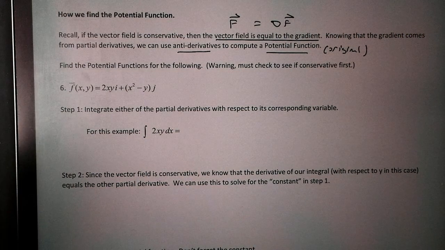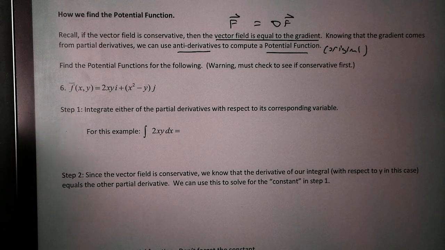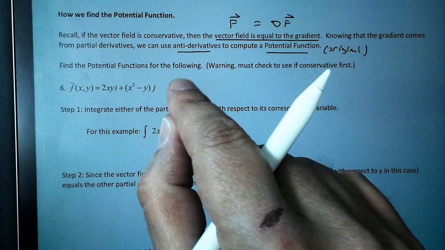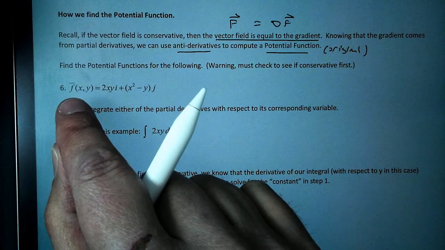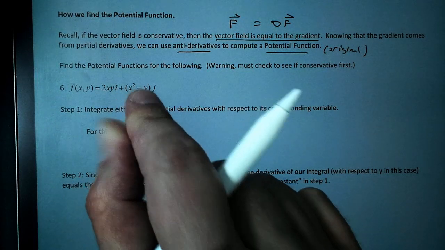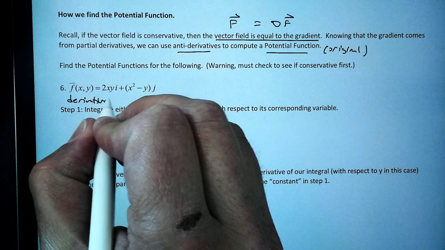We did this last year in Calc 1 and 2 when we solved differentials. So let's take a look. Let's delve into this. We want to find the potential function for the following. We're given this vector field: 2xy in the i direction and x squared minus y in the j direction. Now remember, this is a list of partial derivatives for us.